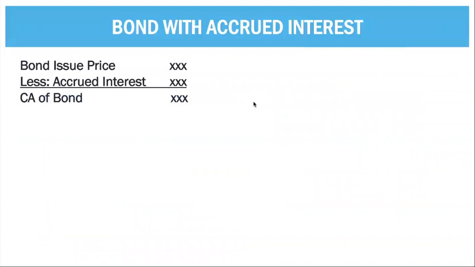So next, what if we have a bond issued with accrued interest? So what do we do? Your bond issue price less the accrued interest is the carrying amount of the bond. The bond issue price is the total cash to be received. Take note, the accrued interest will form part of your payable. So the carrying amount of the bond will be decreased by the accrued interest.